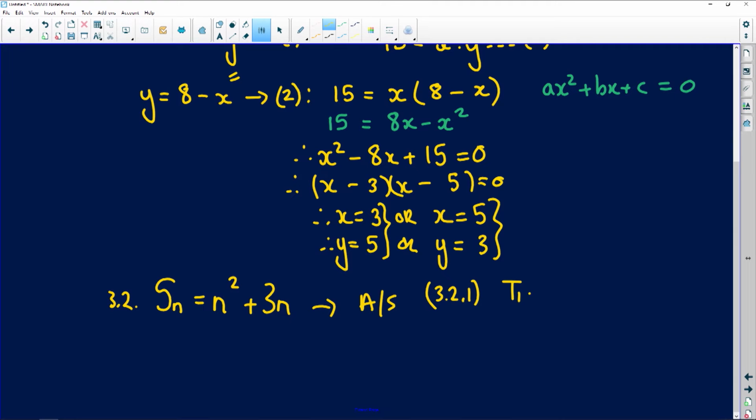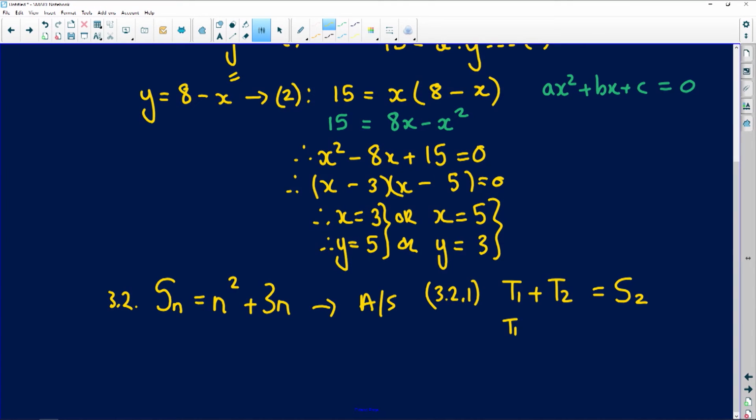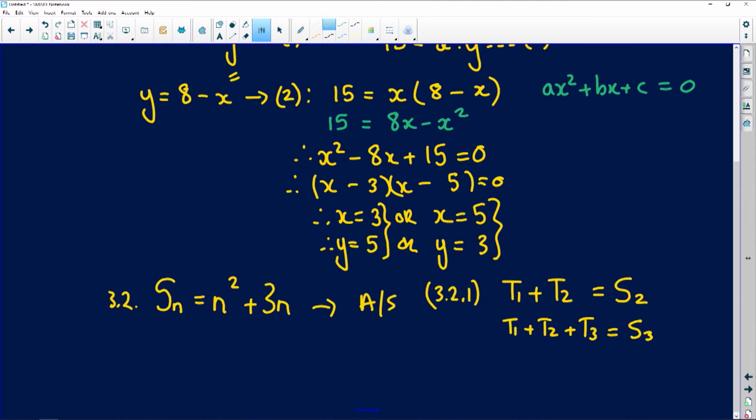Term 1 plus term 2 is the sum of the first 2 terms. Okay? Term 1 plus term 2 plus term 3 is the sum of 3 terms. So you need to think very carefully here. The first question says, find the second term in the sequence.